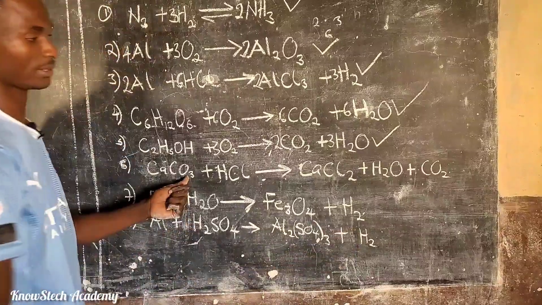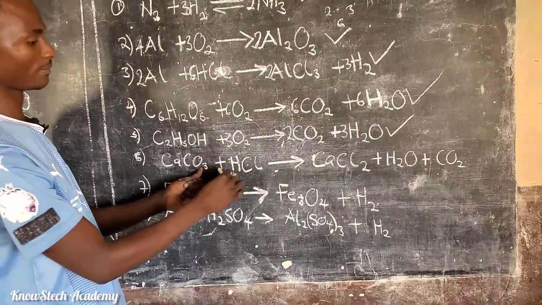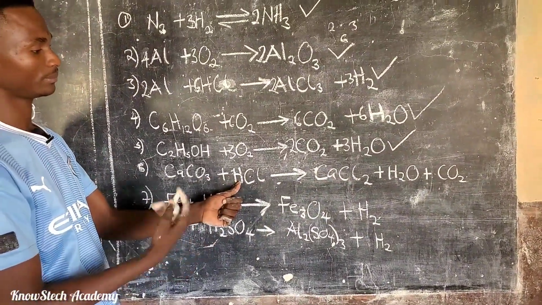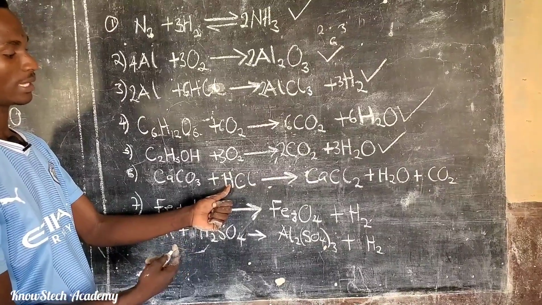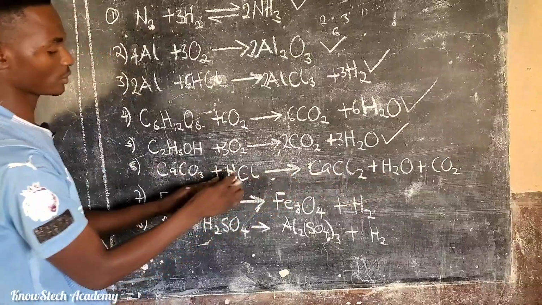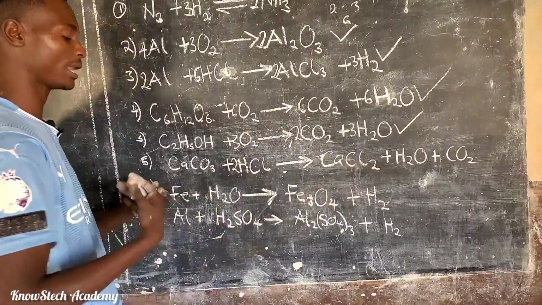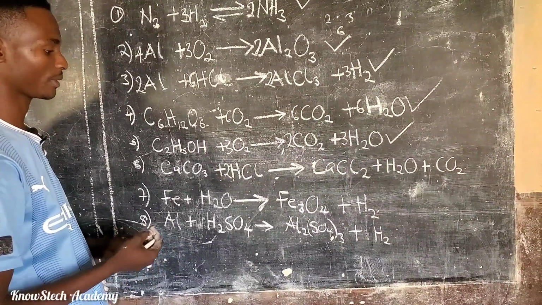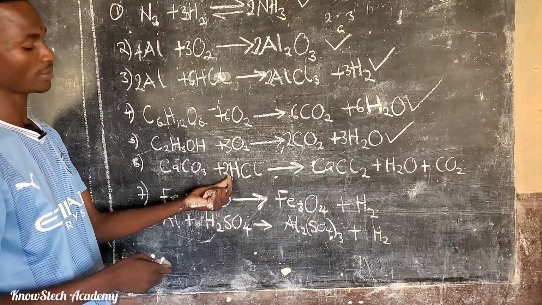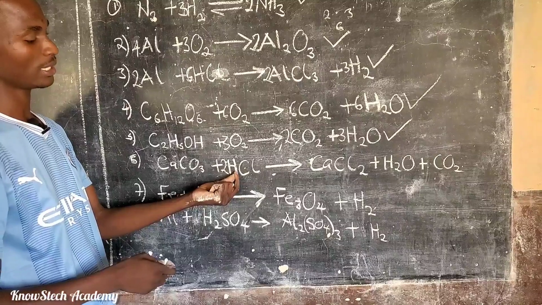How about here? This side 3. Okay, you have 3. Let's go to hydrogen. Hydrogen, we have how many? 1. On the product side? 2. So I'm going to put a 2 here, so that the number of hydrogen atoms also balance. Alright, by putting a 2 in front, the hydrogen balances.